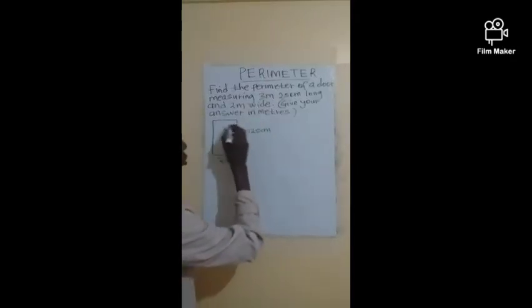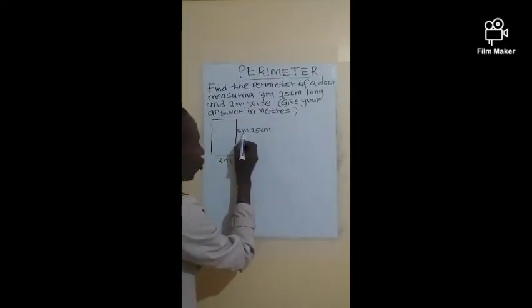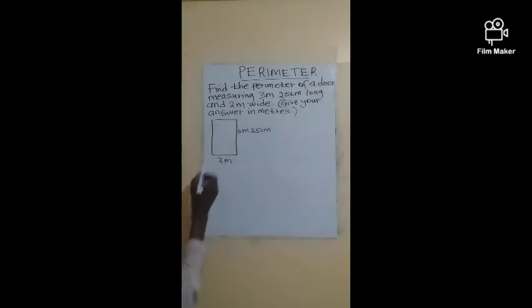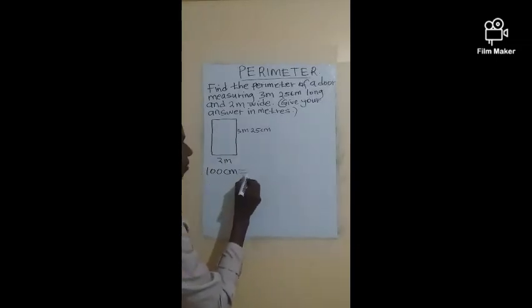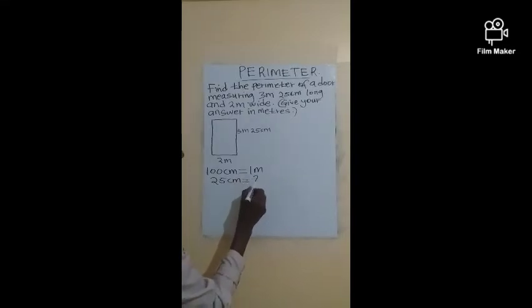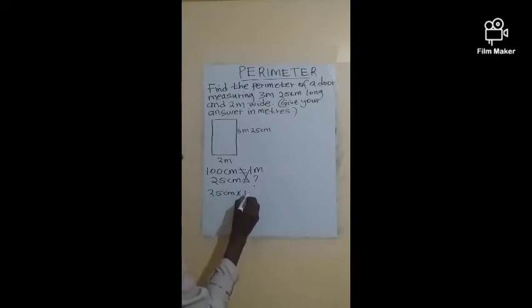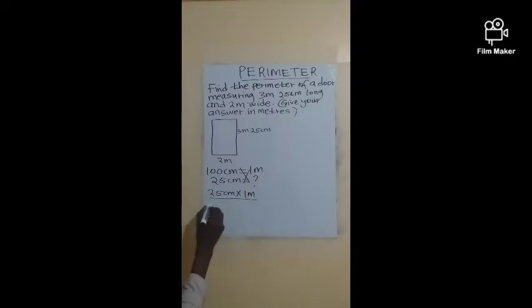We have been told to give the answer in meters. So we are going to change the centimeters into meters. 100 centimeters is the same as 1 meter. What about 25 centimeters? We are going to cross multiply here. 25 centimeters times 1 meter divided by 100 centimeters.